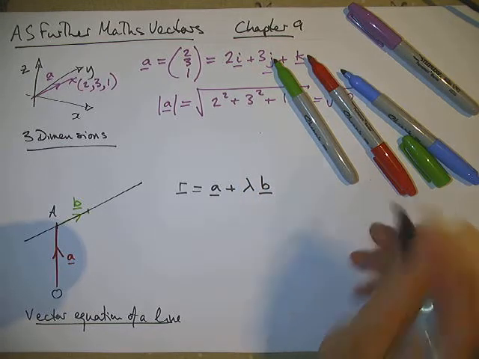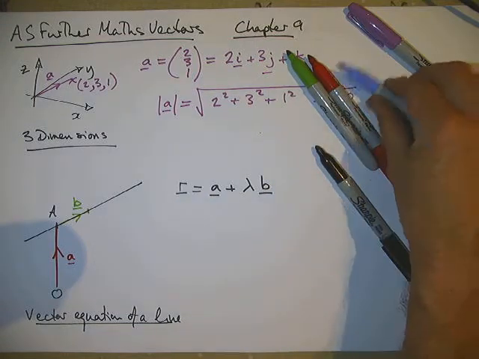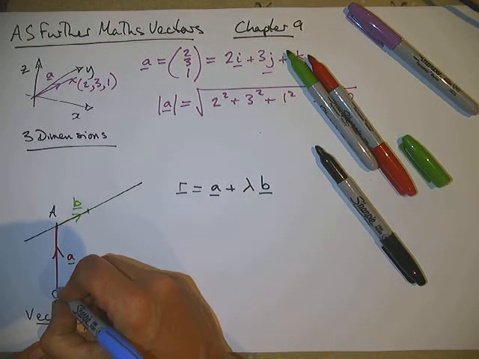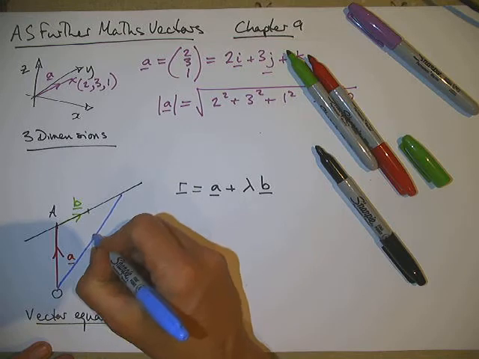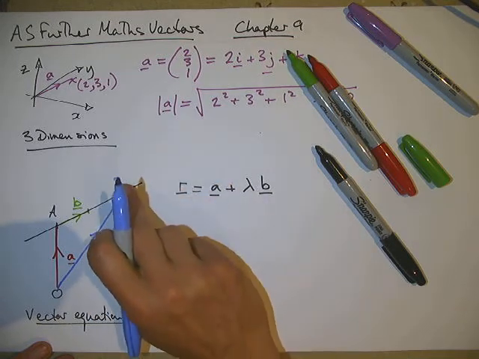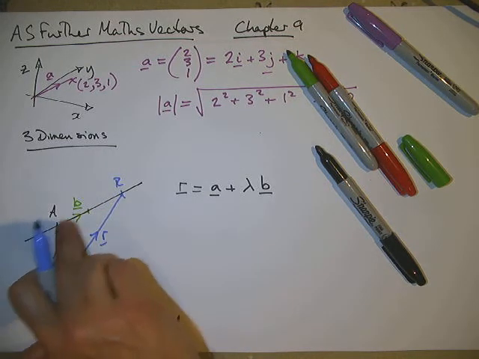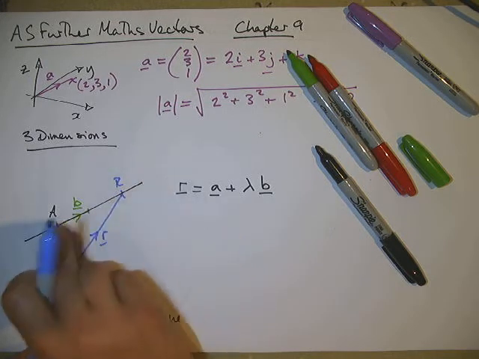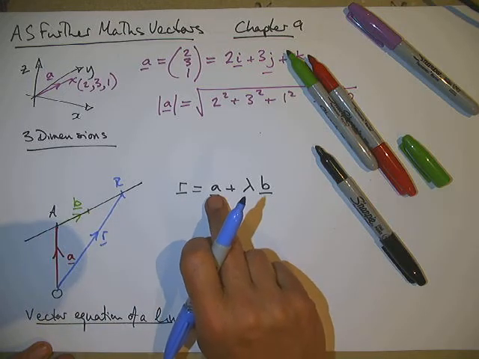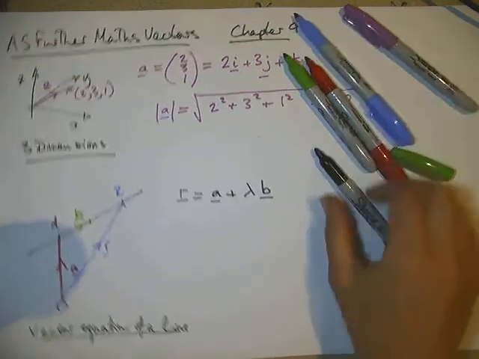What on earth does that mean? r is the position vector of a general point on the line. r is the vector that takes you from the origin to any point on the line, general point r. To get to that point, we could go to a and then along the line. Going along the line will be some multiple of b. So getting to the line, then travelling along the line, gives us the equation of any line.